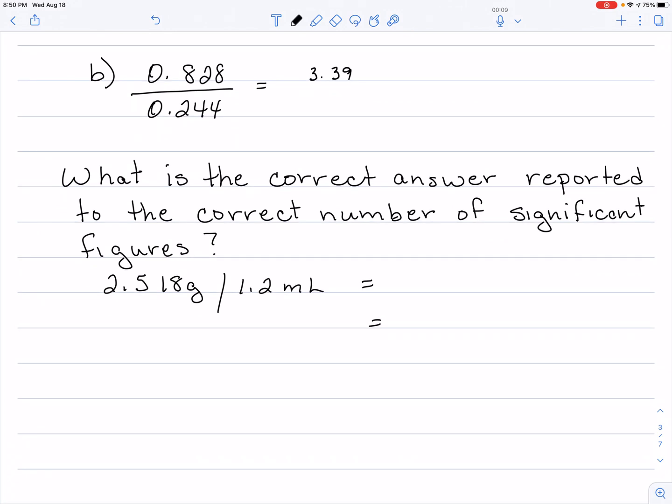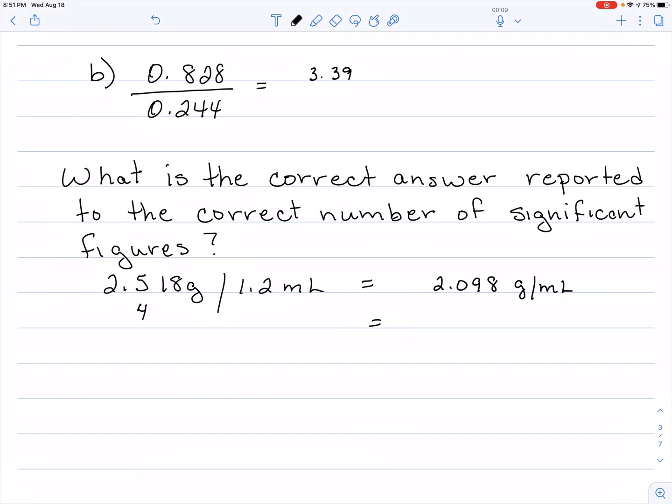Now in this next problem, you're asked to do the division and give the answer in the correct significant figures. So basically you have to figure out what's the correct number of significant figures. So let's first do this division. And when we do the division, we get 2.098, and we have grams per milliliter.